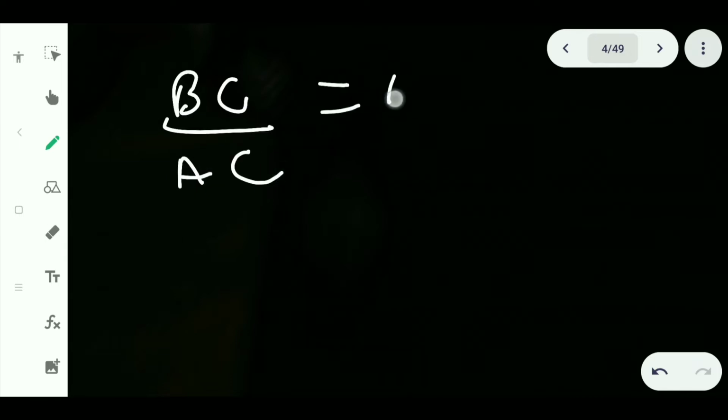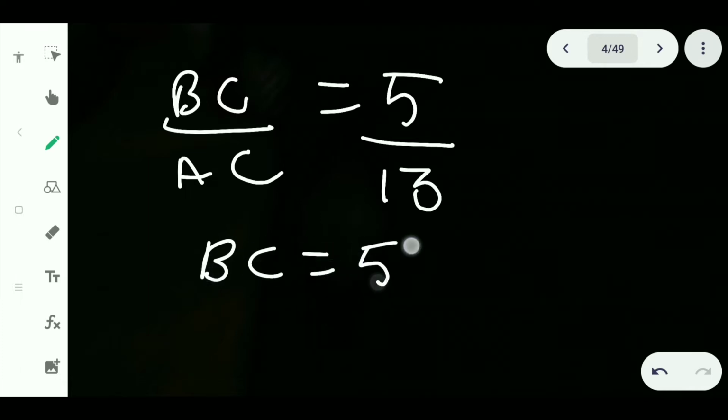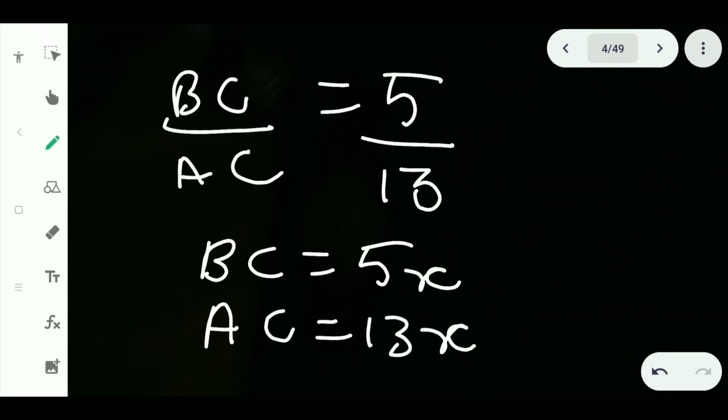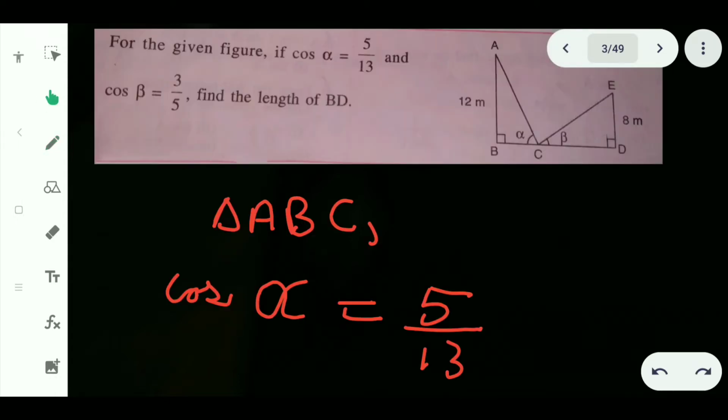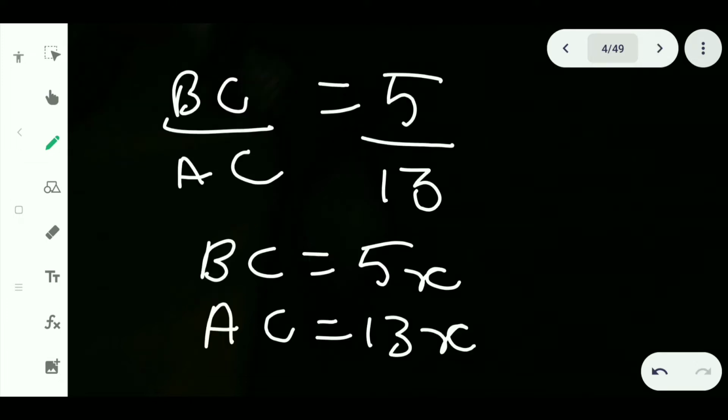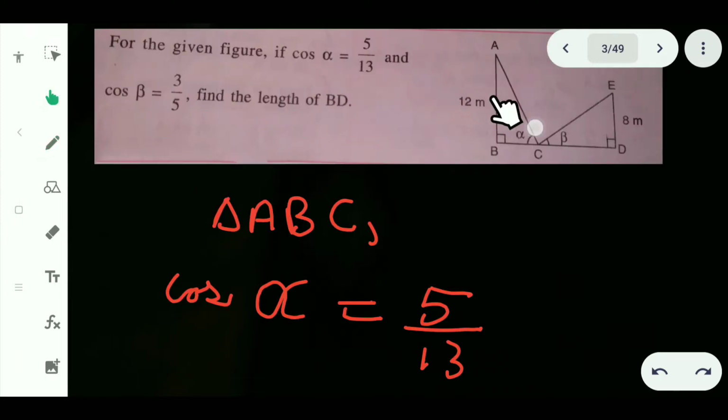So BC divided by AC is equal to 5 by 13, and BC is equal to 5x, let the ratio constant be x, and AC is equal to 13x. So BC is 5x and AC is 13x. Okay, now you can see AB is given a value 12 meter. AB is equal to 12 meter.